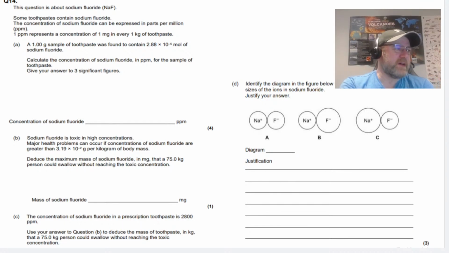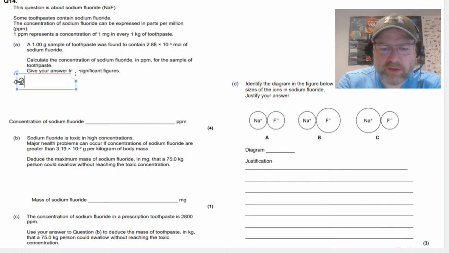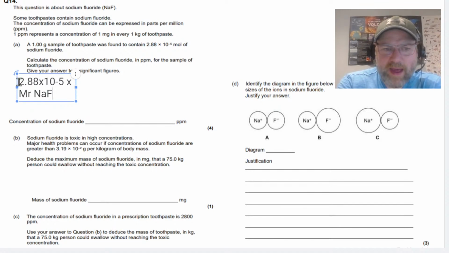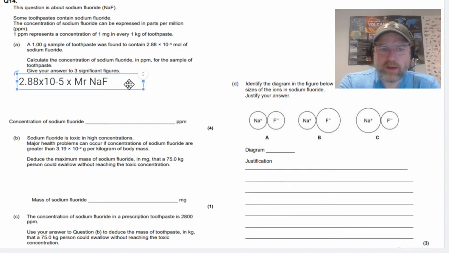So first things first, I want to work out, I've been given the moles of sodium fluoride. What can we work out? I've got moles, so I've got 2.88 times 10 to the minus 5 moles. If I times this by the Mr of NaF, which is sodium fluoride, and what is that, by the way? What's NaF when it's in town? Sodium is 23.1 plus 19 for fluorine equals 42.1.